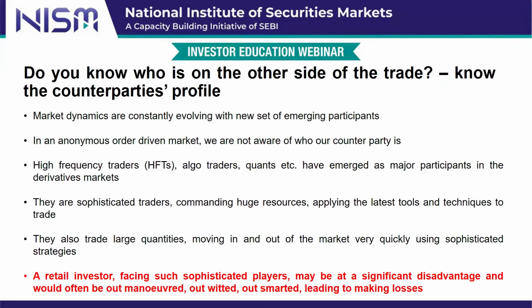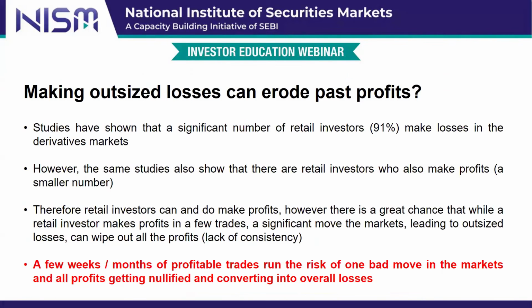So this is another aspect of the risk. There is no counterparty risk in terms of settlement, because that is taken care of by the clearing corporation and you will get your money. I'm talking mainly about the trading side, that you could be trading against certain players who are very large and sophisticated. Now, as the studies have shown, and as I mentioned to you in the beginning, 91% of retail investors make losses, is what the studies have shown.